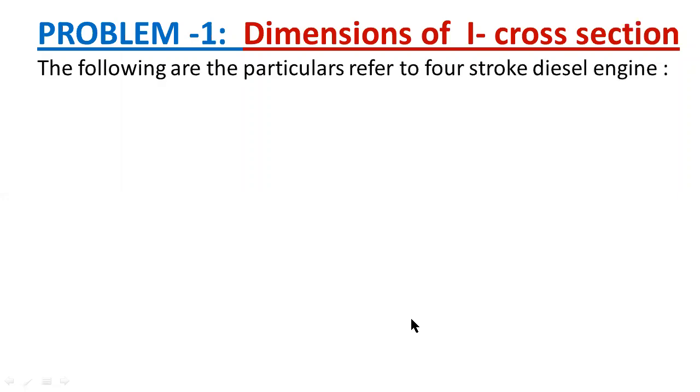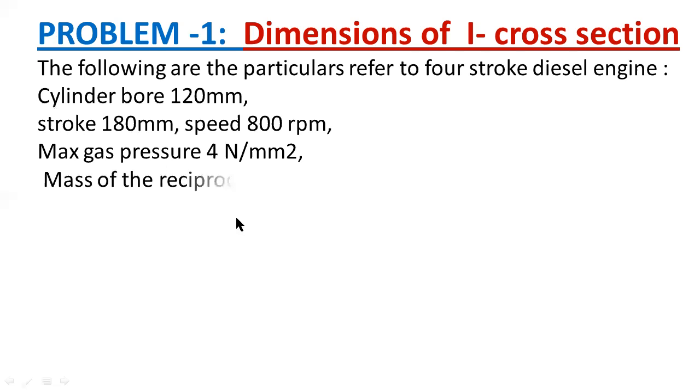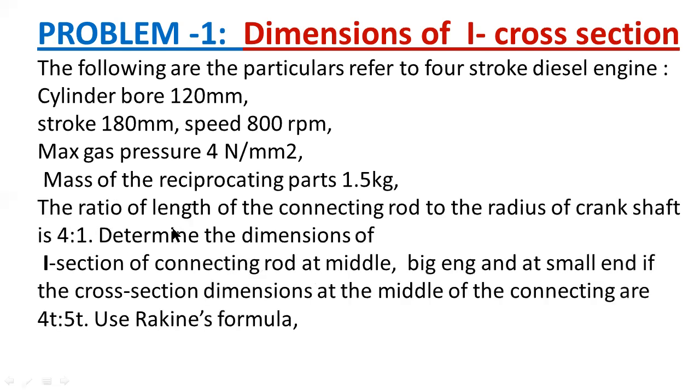The following are the particulars referring to a four-stroke diesel engine. Given that cylinder bore 120 mm, stroke 180 mm, and speed 800 rpm, maximum inside gas pressure is equal to 4 newton per mm square, that is 4 megapascal. Mass of the reciprocating parts 1.5 kg. The ratio of length of the connecting rod to the radius of crankshaft is 4:1.